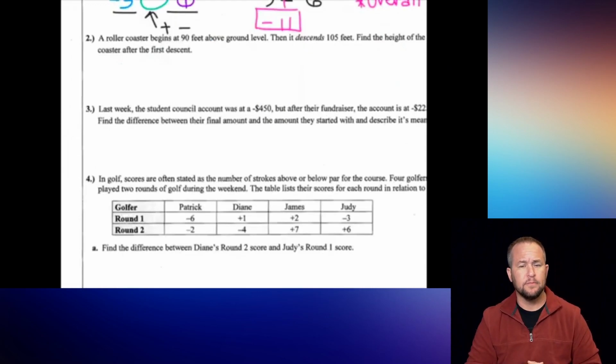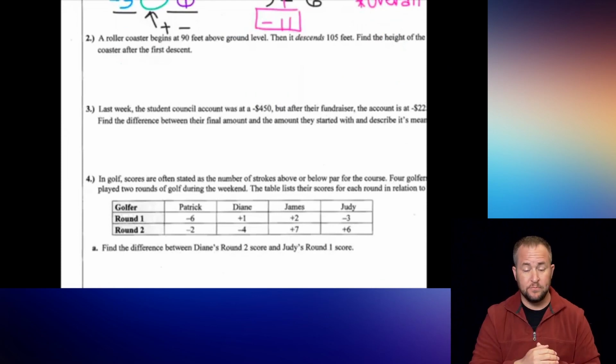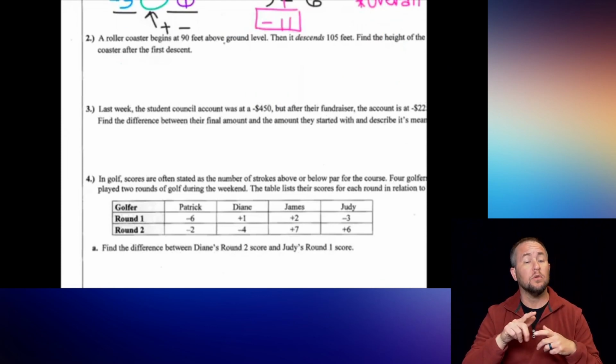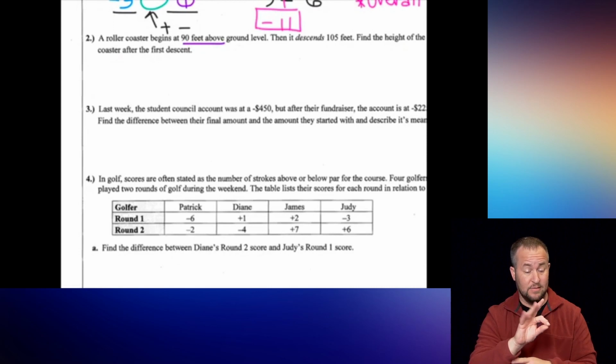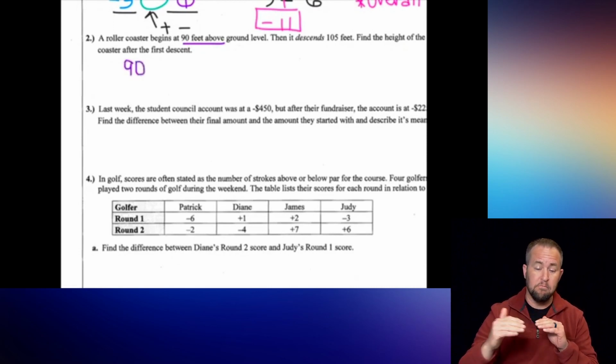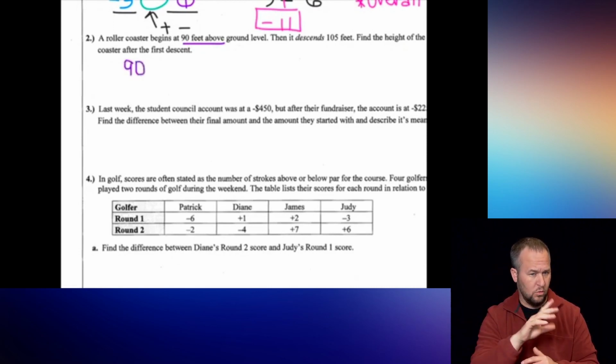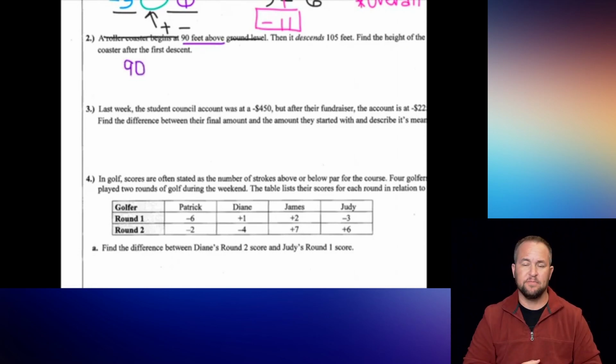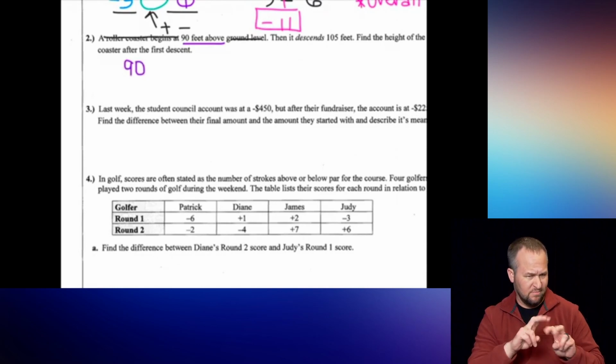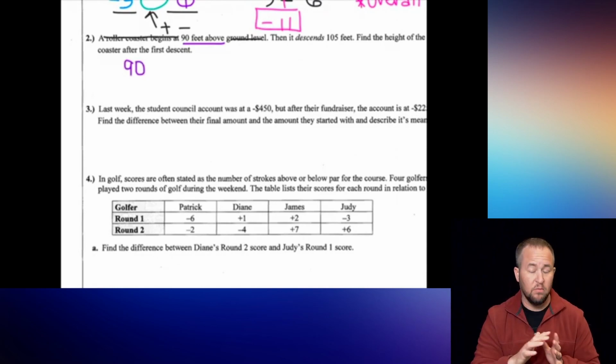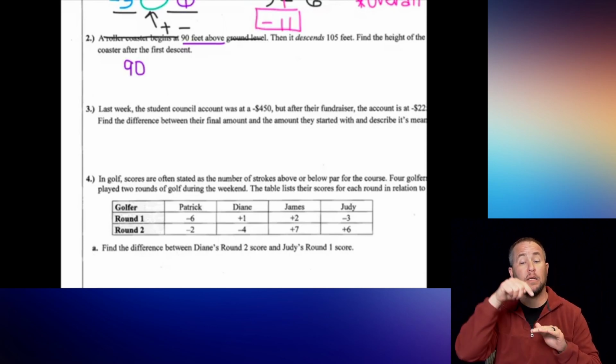Alrighty, let's get started on number 2. It says a roller coaster begins at 90 feet above ground level. So we know if it's 90 feet above ground level, that first number in our subtraction expression is going to be 90. And remember, you can get rid of all of the other non-important information. We're dissecting this word problem to come up with just the most important information that we need. And then the next sentence says, it then descends 105 feet.